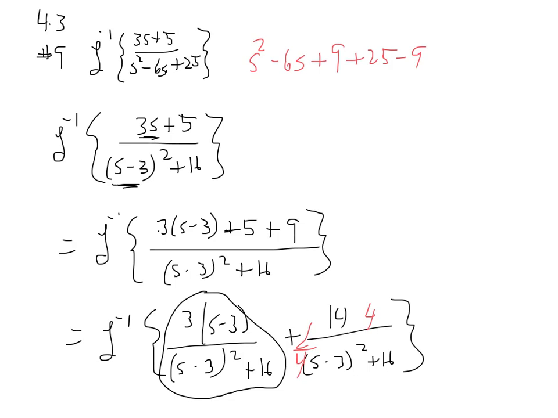So the answer becomes, because of the s minus 3, we have an e to the 3t, and then that's cosine, 3 cosine 4t, plus I've got a 14 over 4, that's 7 halves, and then I have the e to the 3t, and that one's a sine of 4t.